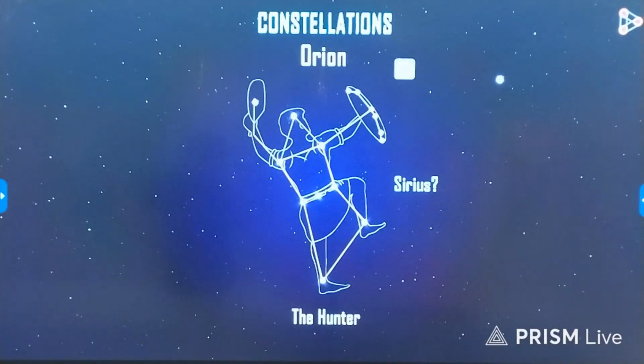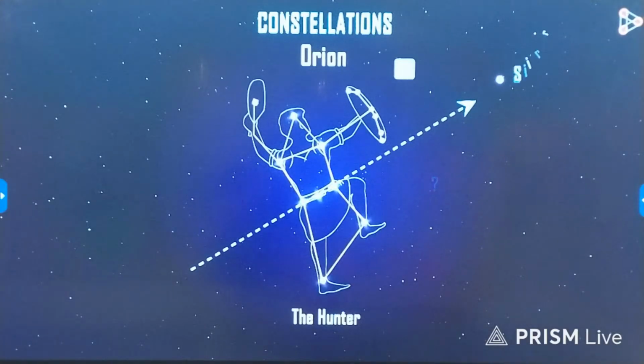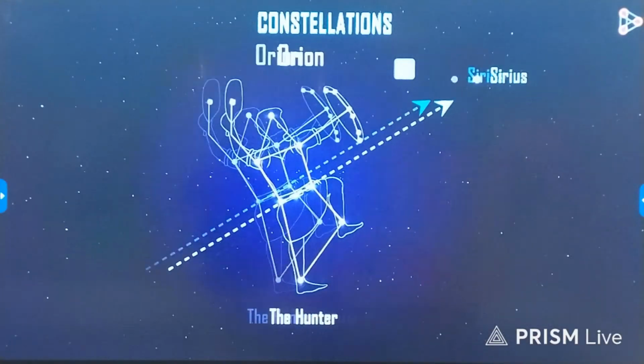Do you remember the 3 stars that shape the belt of the hunter? Well, just imagine a straight line passing through the 3 middle stars of Orion. This line will go towards the eastern direction. Hey, we found a really bright star, which is Sirius.